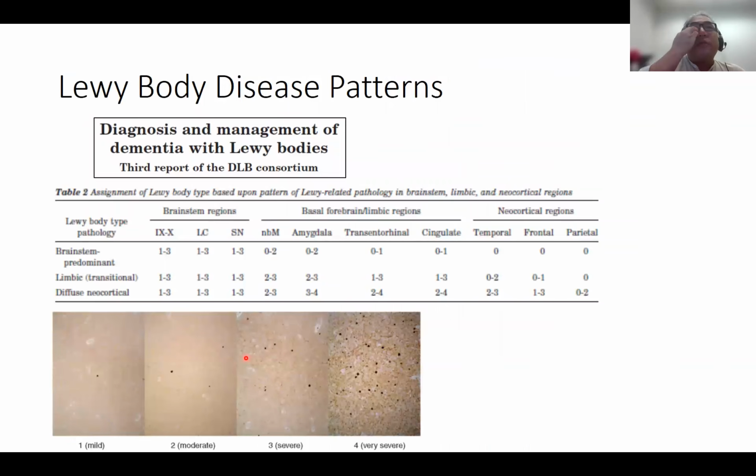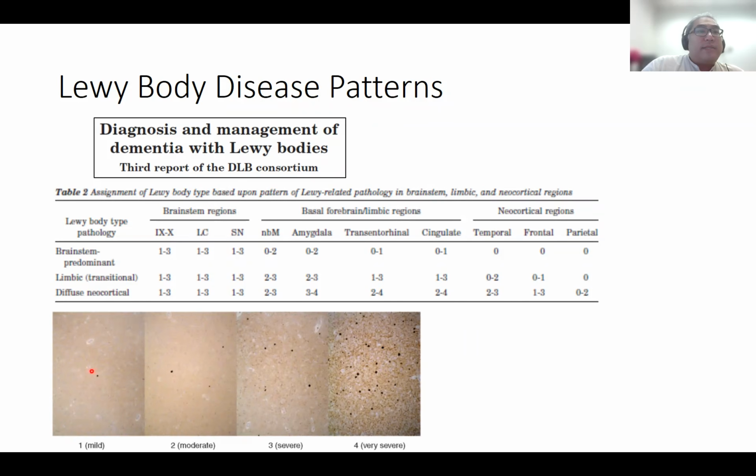In the setting of Alzheimer's disease, we use the McKeith criteria. This was best laid out in their third report many years ago, where you assess how much Lewy body pathology or alpha-synuclein pathology you have. I'll make a note that the amount of pathology you see with alpha-synuclein is an order of magnitude less than what you'd expect for tau, right?